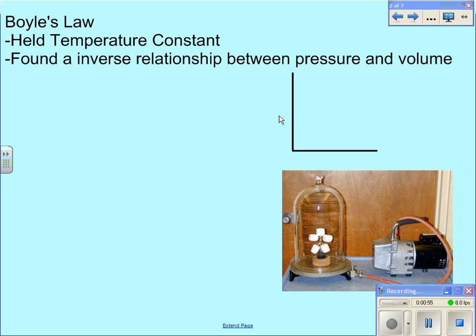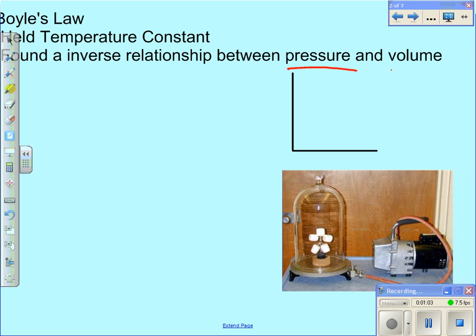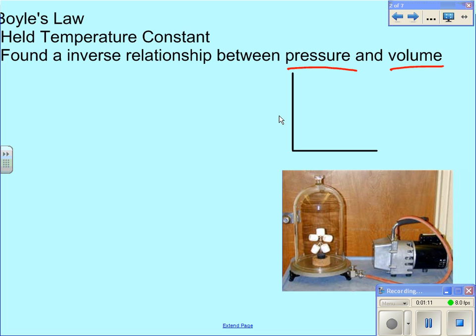Okay, so let's first take a look at Boyle's Law. Boyle, if you remember, found a relationship between pressure and volume. And what we want to remind ourselves is what the demonstration was, what the experiment was that we did to show this. And we did a couple of things.